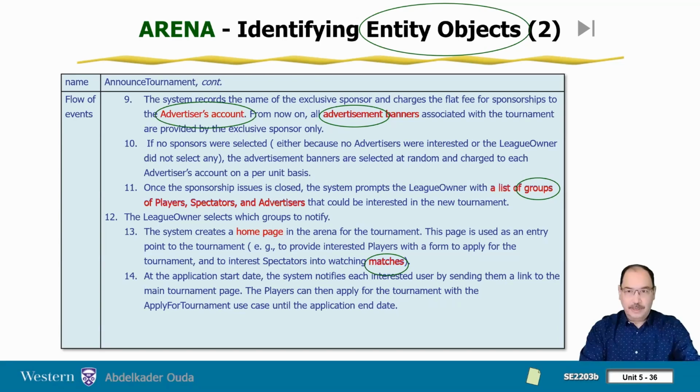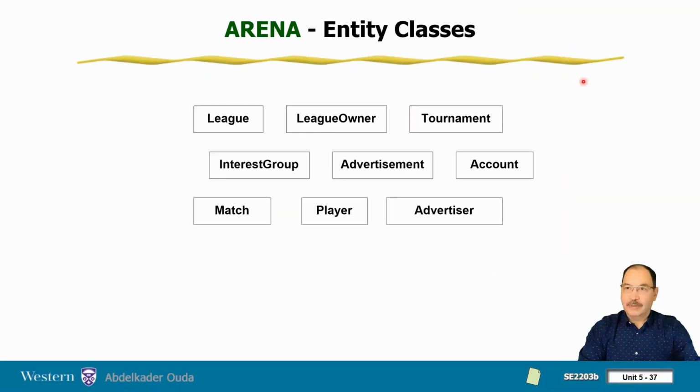We stopped here, and we were identifying entity classes. We were able to identify this group of entity classes: league owner, tournaments, entries group. We're going to have multiple groups like player, advertisers, and spectators, advertisements, advertisement accounts, matches, player, and so on. So these are the entity classes.